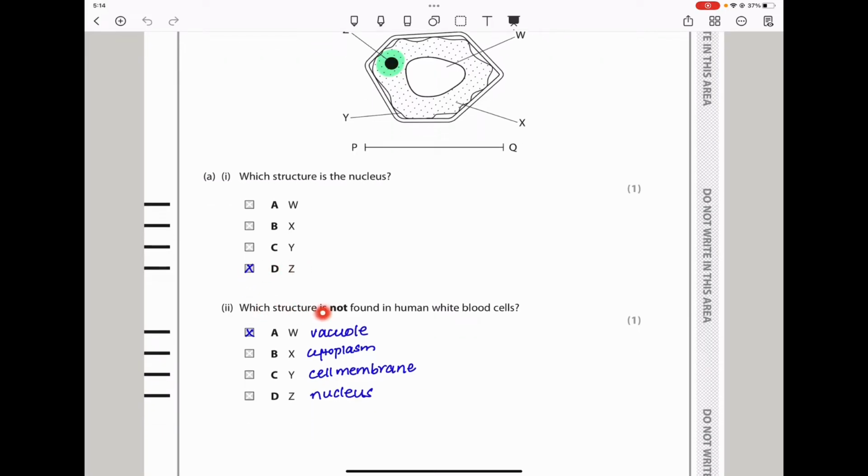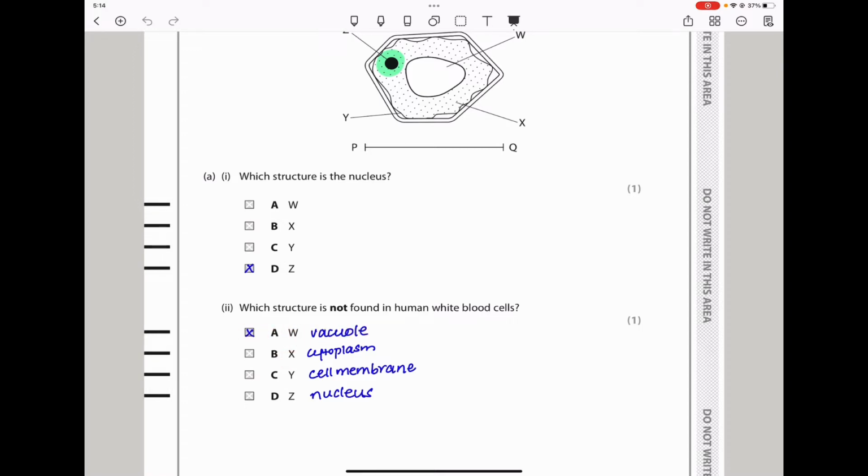So here they say which structure is not found in the human white blood cells. Human white blood cells, of course, have no vacuoles. This is a permanent vacuole found in the plant, so permanent vacuole is not found in human white blood cells. So here the answer should be A.